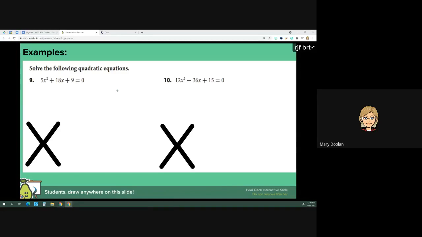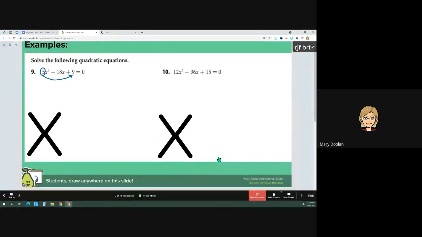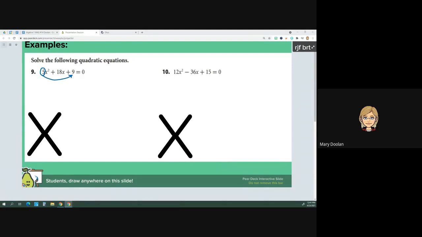I'm going to circle 5, and I'm going to multiply it with 9. What's 5 times 9? Type it in the chat, or you can say it if you're in the class. What's 5 times 9? 45. You're right. Thank you, Kron.